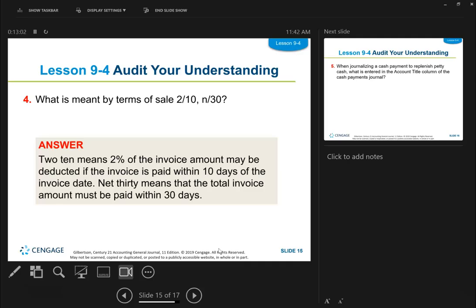What is meant by the sale term 2/10 or N/30? 2/10 is 2% of the invoice amount would be deducted if paid within 10 days. N/30 means net 30. That's the total invoice amount must be paid within 30 days. So that's just some notation.